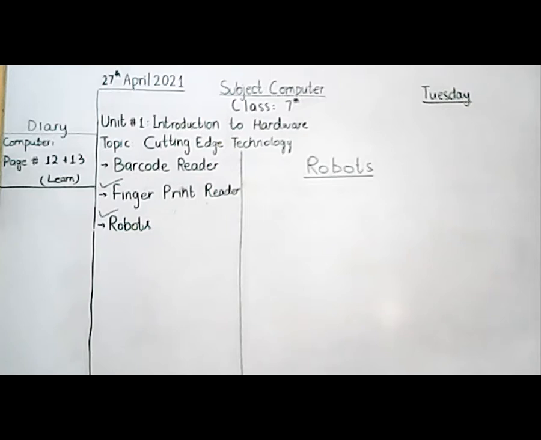The latest or more advanced stage in the development of computer technology is known as cutting edge technology. One is known as barcode reader, the second one is known as fingerprint reader, and the third one is known as robot. Tell me the definition of barcode reader. What is a barcode reader? A barcode is a set of light and dark bars or lines with different widths pasted on different products. A barcode reader is an important device. It gathers information by reading a barcode.